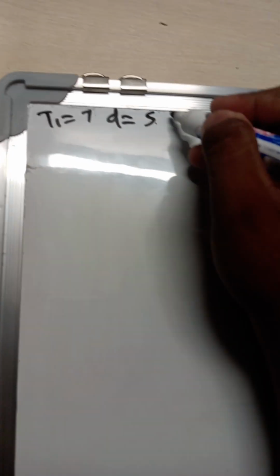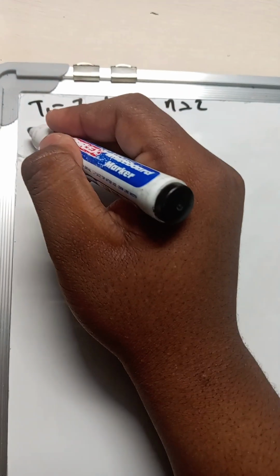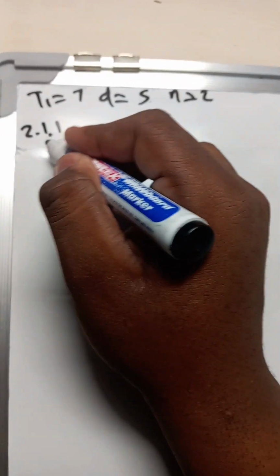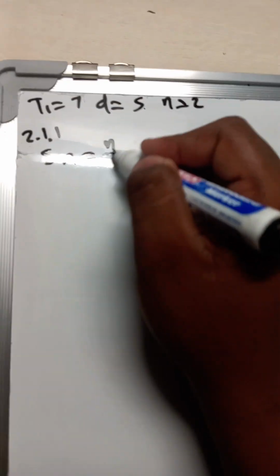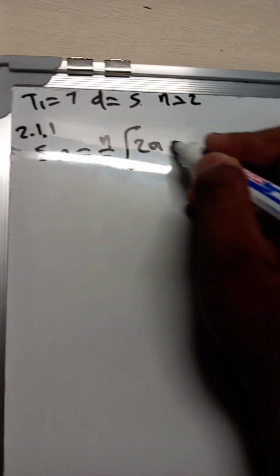But as you can see, I cannot utilize the other one because I do not have the last term. So T1 equals 7, d equals 5, n equals 20. I'm just gonna use the data I have. Since they want the sum of this series, I'm gonna use that formula: Sn equals n over 2, 2a plus (n minus 1) times d.